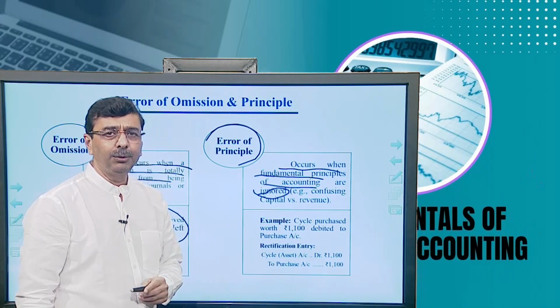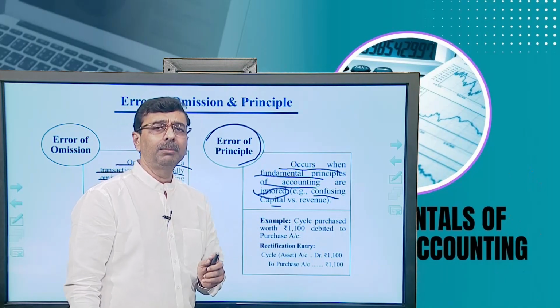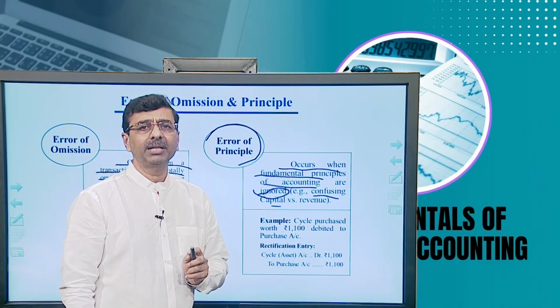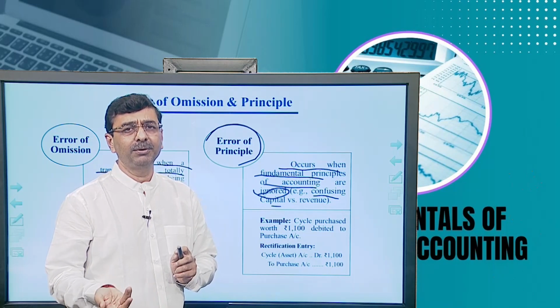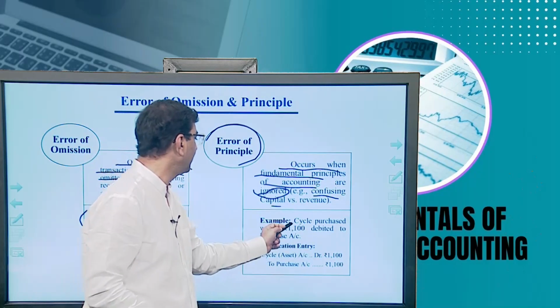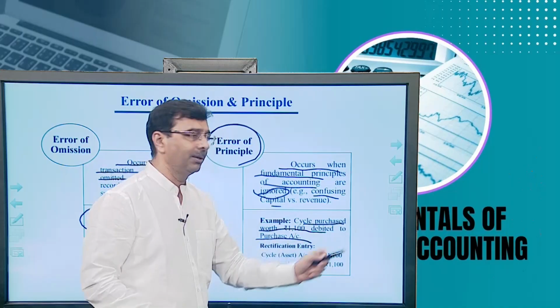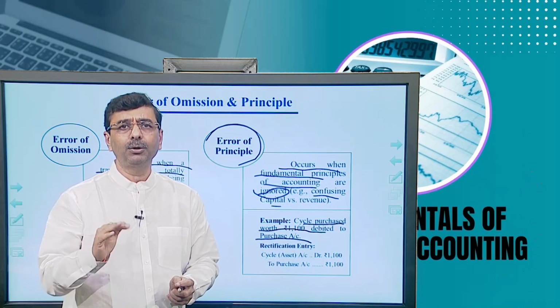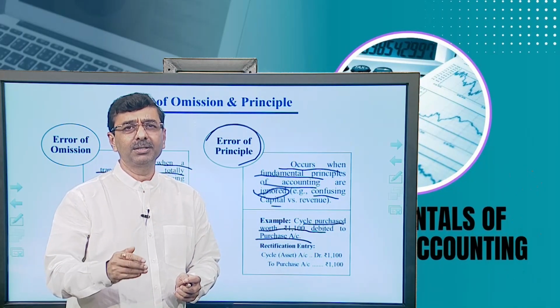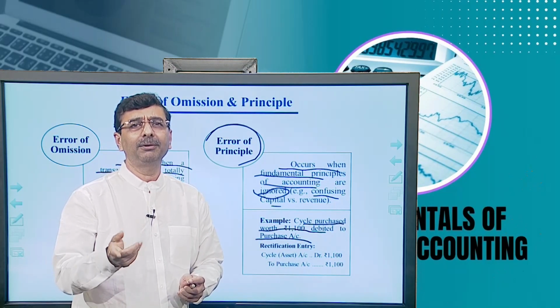The example is, suppose you are not able to identify the nature of the expense, whether it is a capital expense or a revenue expense, and at that point the mistake happens, like a cycle purchased worth rupees 1100 debited to purchase account. We know that we are not doing a business of cycles, and if it is wrongly recorded in purchase account, then we have to correct it and reverse the entry.